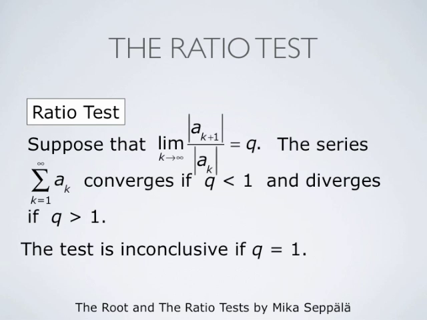Consider the series summation k from 1 to the infinity ak. Assume that the quantity absolute value of ak plus 1 divided by the absolute value of ak has the limit q as k goes to the infinity. If this limit is less than 1, then we can conclude that the series summation k from 1 to the infinity ak converges. If the limit q is greater than 1, the series diverges, and the test is inconclusive if this limit is 1. This is the ratio test.